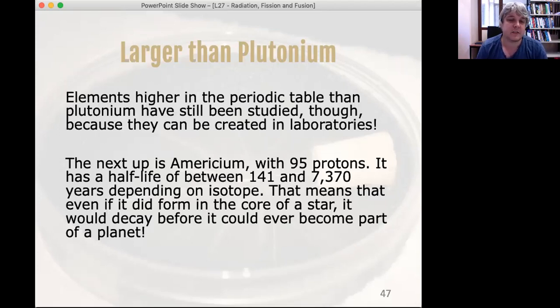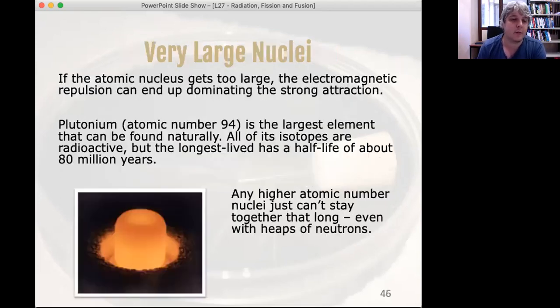But remember, the longest-lived plutonium isotopes have a half-life of 80 million years. So that means after 80 million years, you've still got half of it. After 160 million years, you've still got a quarter of it. So you can easily get plutonium that is still in existence from natural formation in stars.